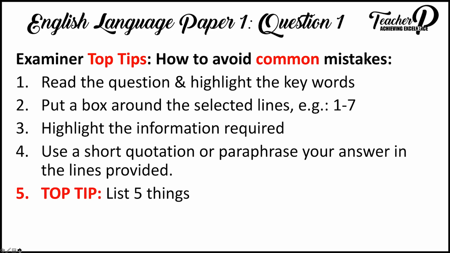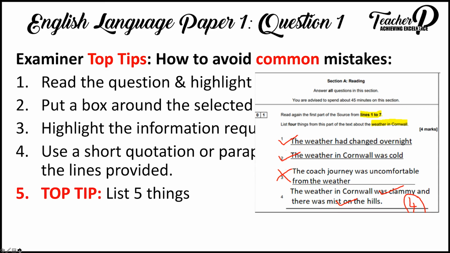And finally, my last top tip for this question is to list 5 things instead of 4. So for this question, I would list 5 things. So on one line, I'd offer 2 points, multiple points. This will ensure that you have a backup point if one of your answers is incorrect. Remember, the examiners will have to award 1 mark for every correct answer, even if you have multiple answers on one line. Therefore, if you look at number 4, the student has written, the weather in Cornwall was clammy, which will be awarded 1 mark, and there was mist on the hills, which will be awarded its 2nd mark.